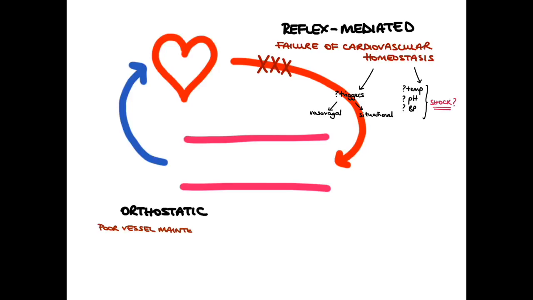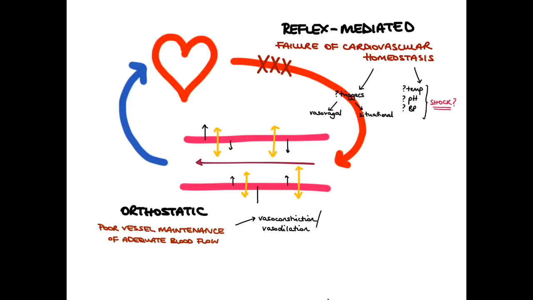Orthostatic causes, however, are due to poor vessel maintenance of adequate blood flow, leading to hypotension. As vasoconstriction and vasodilation are controlled by sympathetic and parasympathetic stimuli, we consider factors that affect the autonomic nervous system. In particular, comorbidities like diabetes or Parkinson's disease affect the transmission of neural signals, and certain drugs may induce hypotension, namely alpha-1 blockers or diuretics.